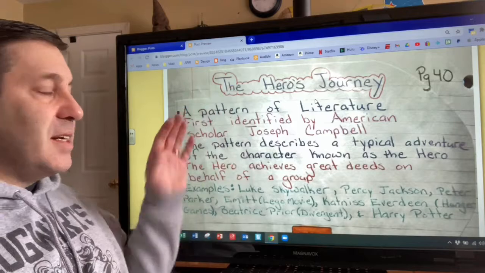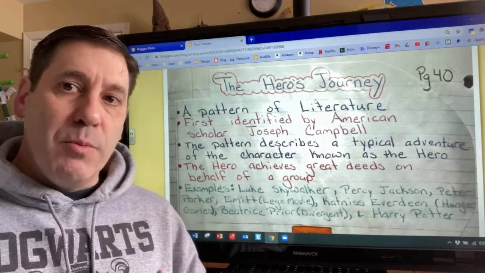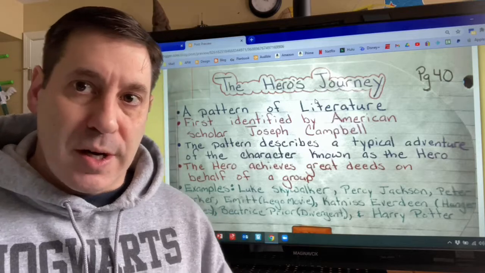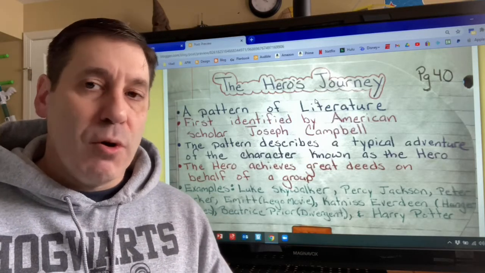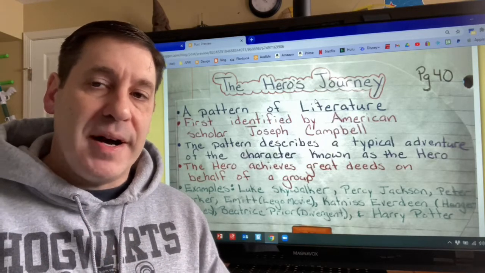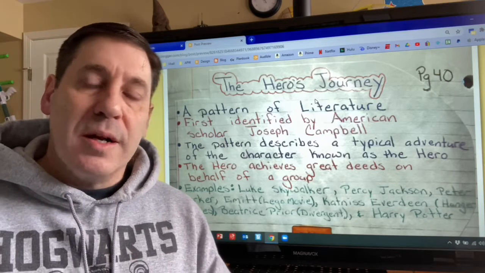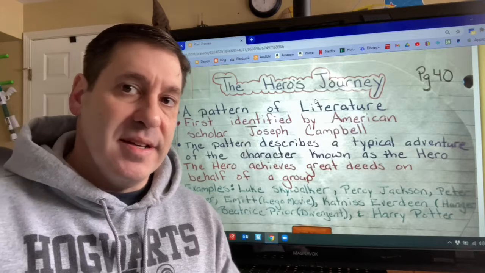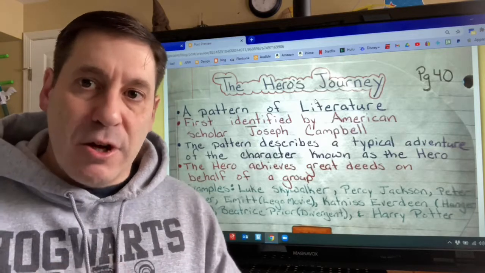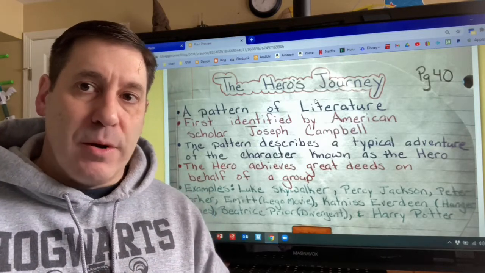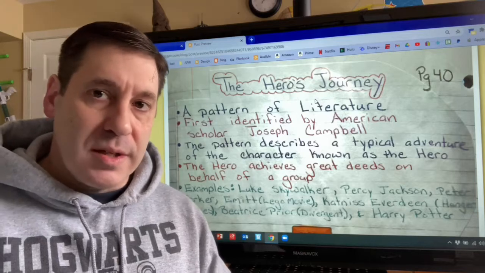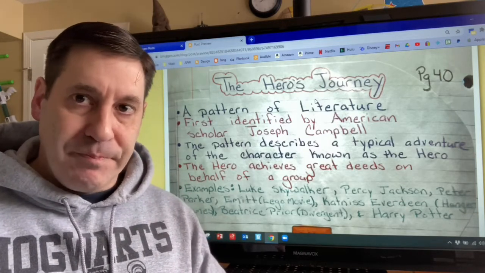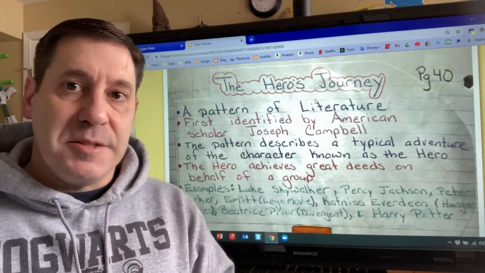All right, so let's get into what the bullets say. What these bullets do is they describe to you what the hero's journey is. Again, this is going to be very important because as we read Harry Potter and the Chamber of Secrets, we are going to be analyzing and evaluating exactly how Harry is a hero. And I don't mean a hero like Batman or Spider-Man or the Hulk. I'm talking about something known as a literary hero. Okay, so let's take a look at these bullets now.